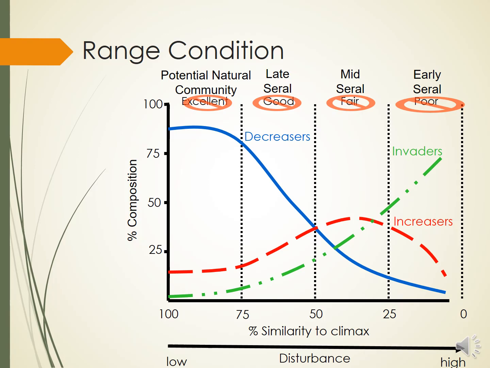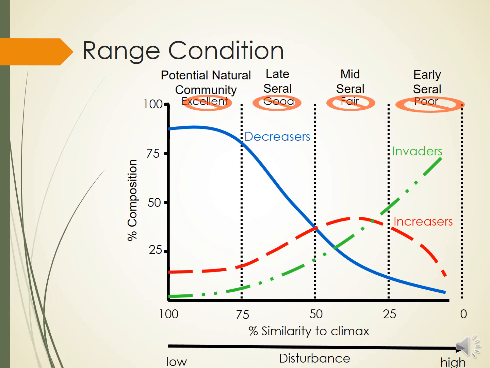So, in fact, this is a general principle that we can apply across all classifications of range condition and on all ecological sites. So, in this graph, we have the percent species composition on the y-axis and percent similarity to climax stage on the x-axis, as well as the disturbance influence from low to high. So at PNC, decreasers are going to dominate, followed by increasers, and invaders are going to be at very low abundance. As we move into the late seral stage, decreasers will be less abundant, compared to the PNC. However, they're still probably going to dominate that species composition.